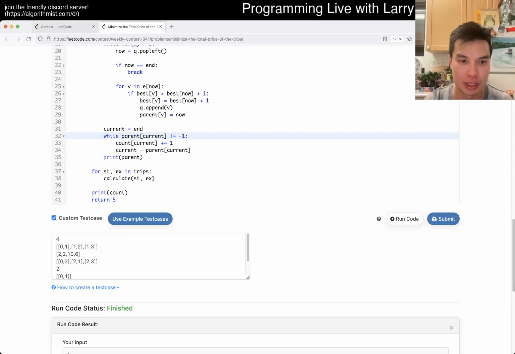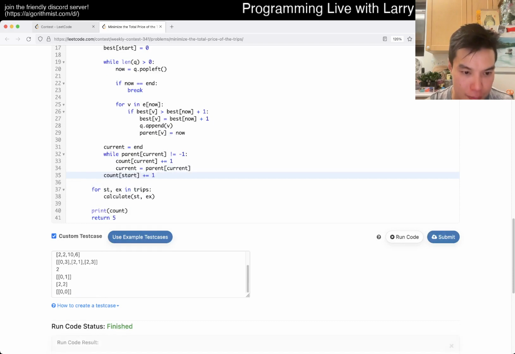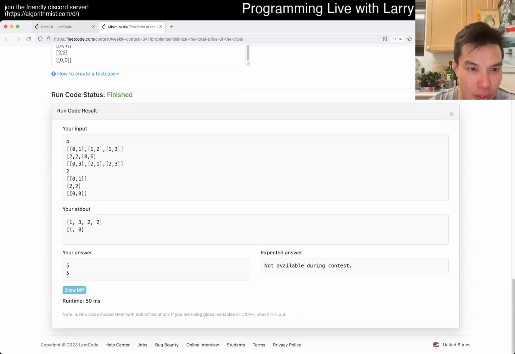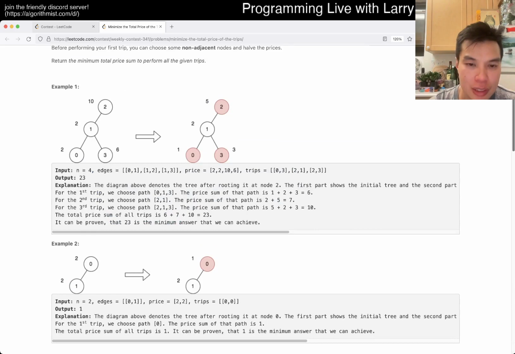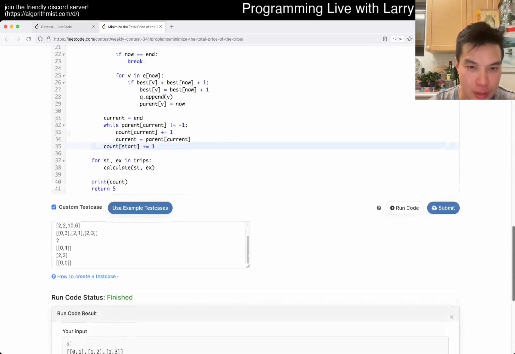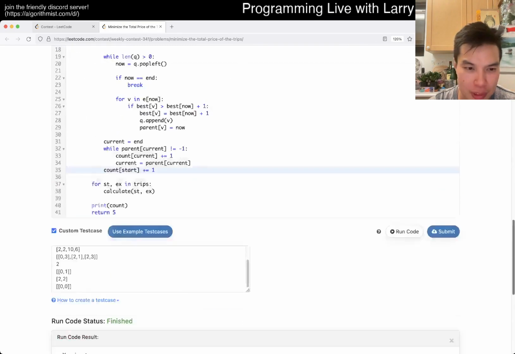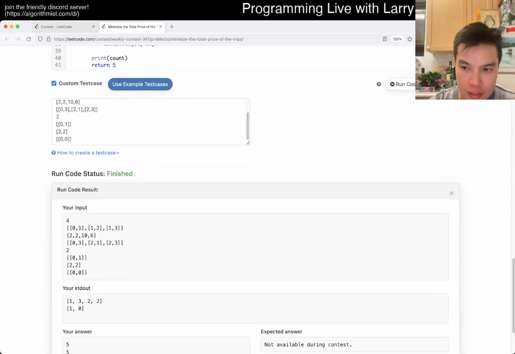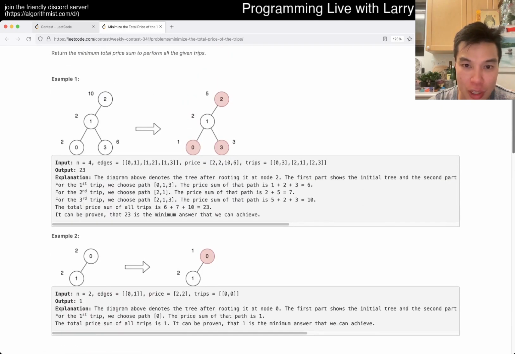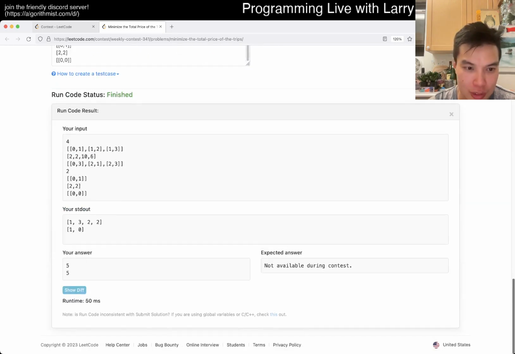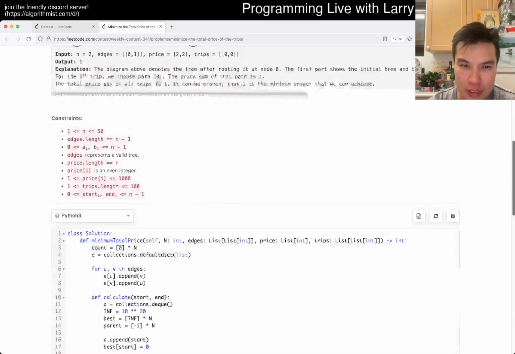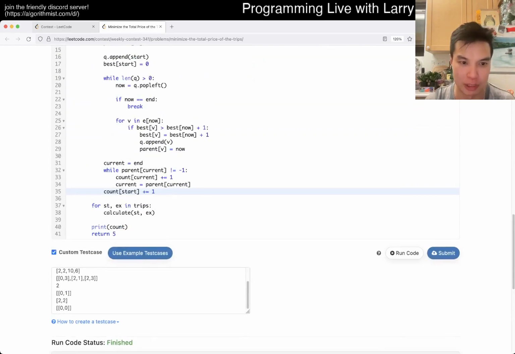Oh, it's because count of start. A lot of potential typos. Okay, so from 0 to 3, 2 to 1, and then 2 to 3. Oh no, 2 is this one. So 2 to 1 and 2 to 3. That looks roughly right. Okay, so now we could do a DP on it.